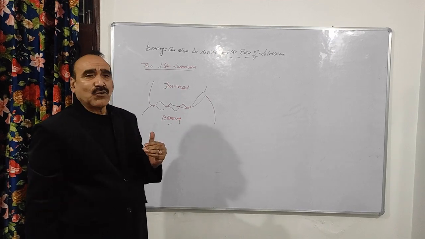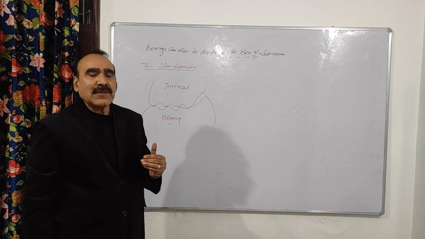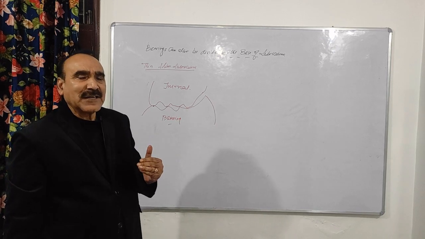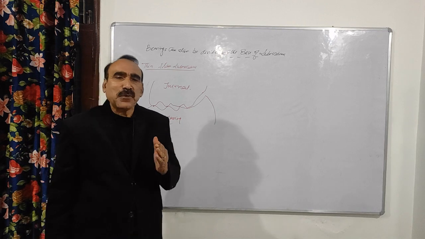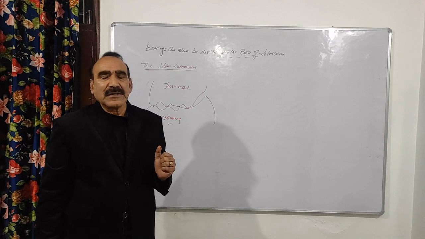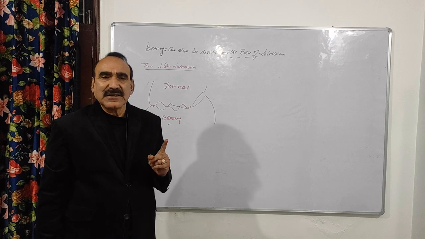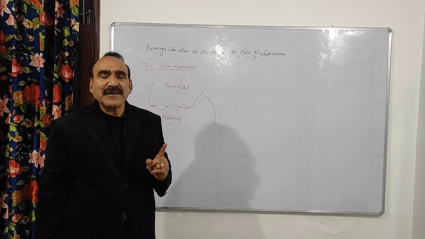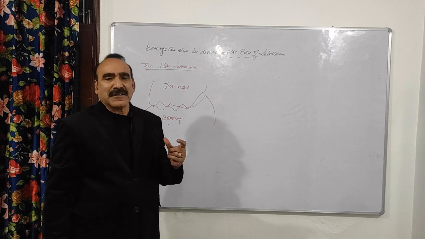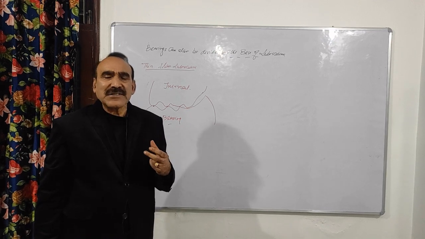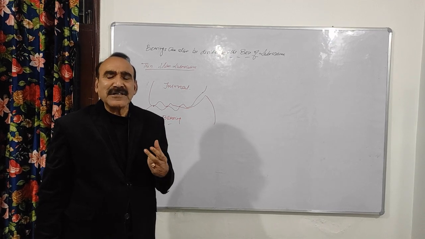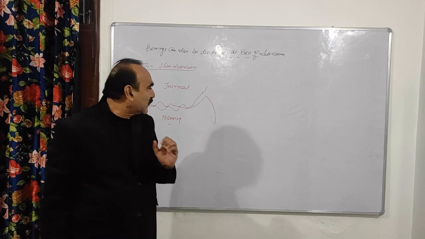In this case, what is there? In thin film lubrication, there is a partial contact between the journal and bearing. They are not completely separated. The journal and bearing surfaces are not completely separated, but there is a partial contact there.